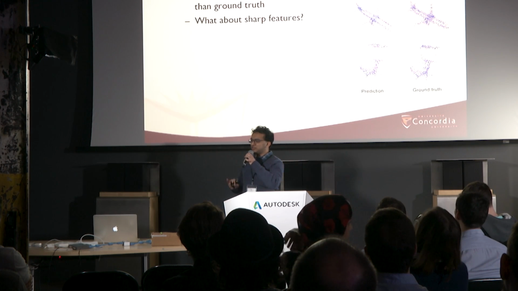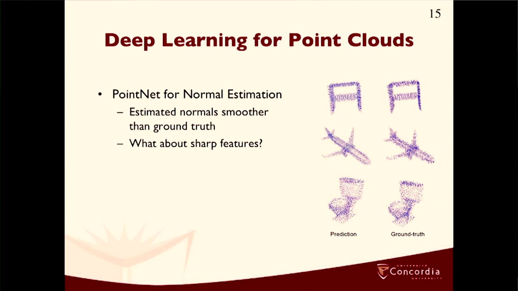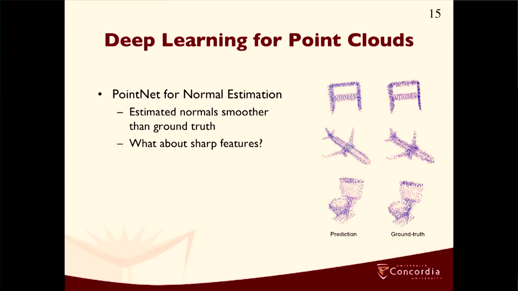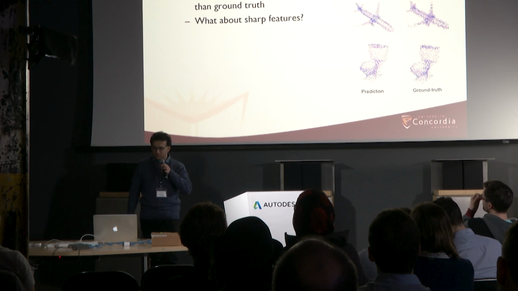Now, of course, we started by talking about sharp features. Can we use Pointnet for detecting sharp features? Well, first, let's see how well Pointnet does for an experiment which the authors themselves tried, which you can find in the appendices of the paper, which is normal estimation. And what the authors found is that the normals they estimated for point clouds were smoother than ground truth. That doesn't sound too encouraging. So what about sharp features?